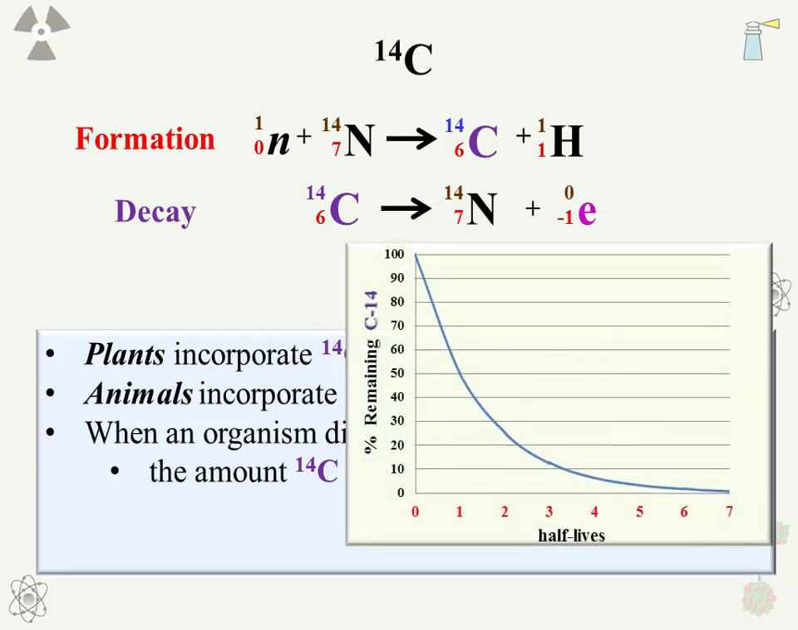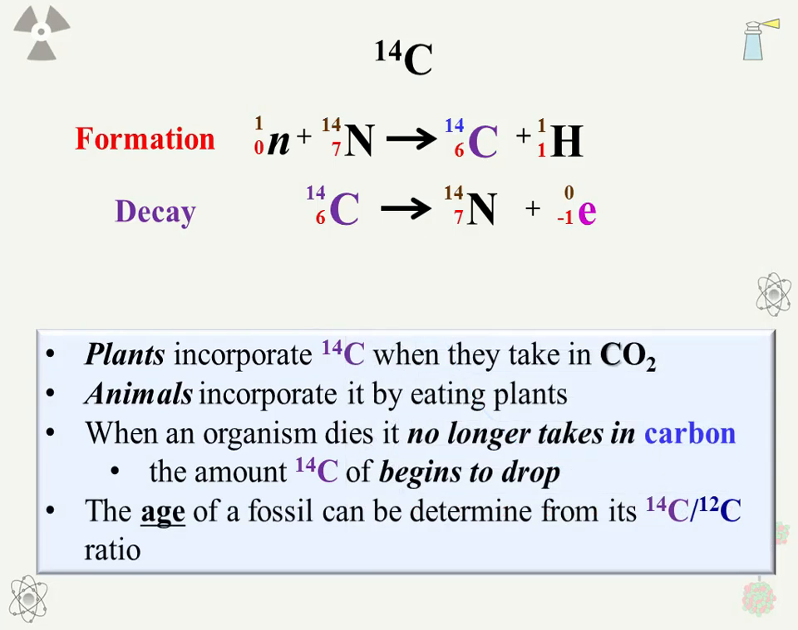Being a radioisotope, it undergoes nuclear decay. Without a new source of carbon, the amount of carbon-14 in the dead organism will follow the typical decay pattern. Since decay is constant, and the amount of carbon-14 in the air is constant, although there's some debate about that, the age of a fossil can be determined from its carbon-14, carbon-12 ratio.